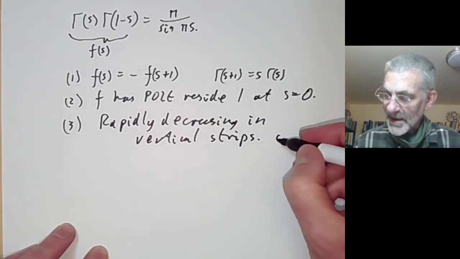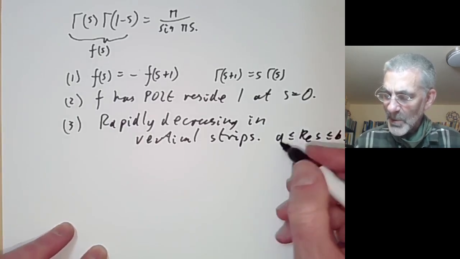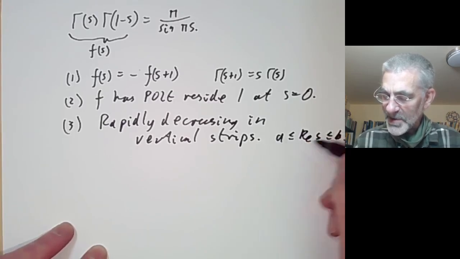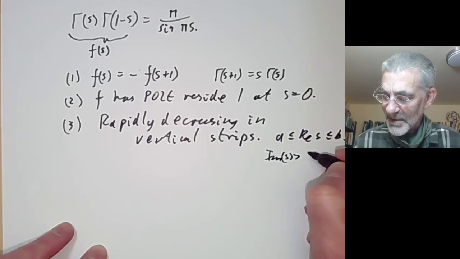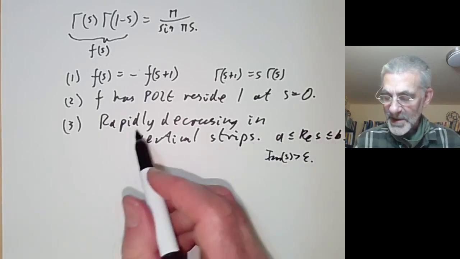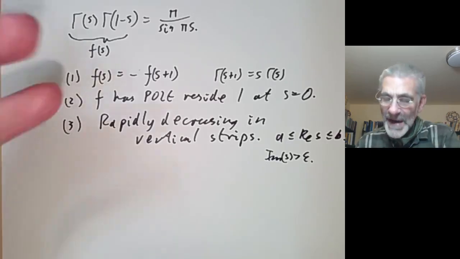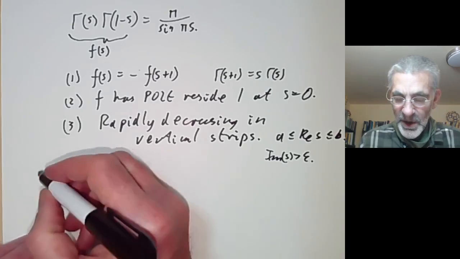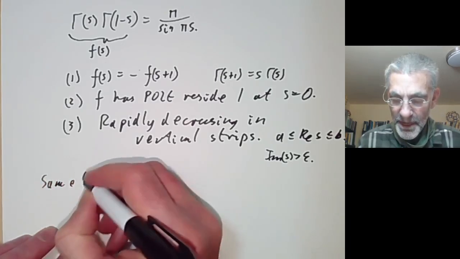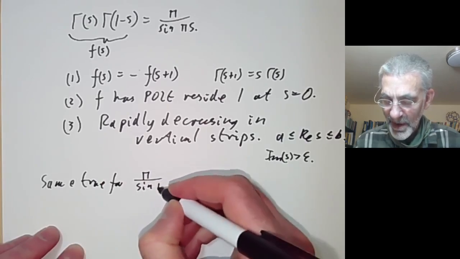So here we take a is less than or equal to the real part of s is less than or equal to b, and we want s not too close to one of the poles, so we might take the imaginary part of s is greater than epsilon or something. So it's going to be rapidly decreasing in all these strips, and that's all we need to know about this function on the left-hand side, because you notice the same is true for pi over sine pi s.